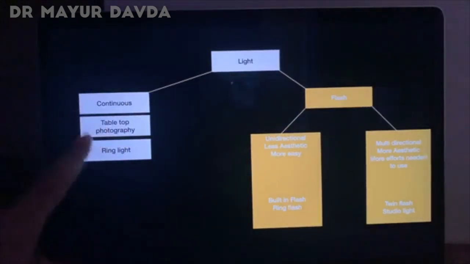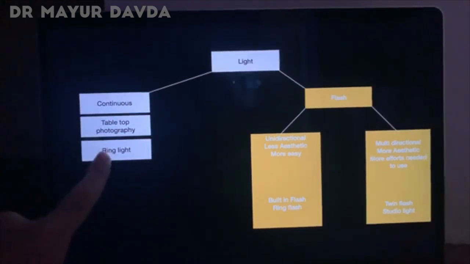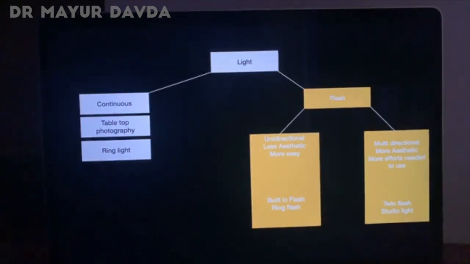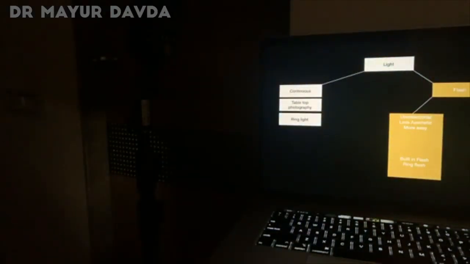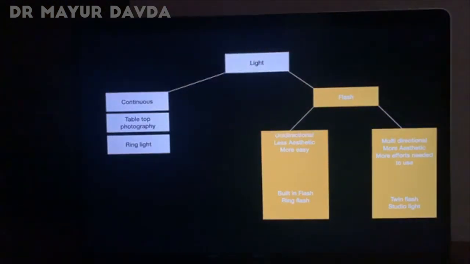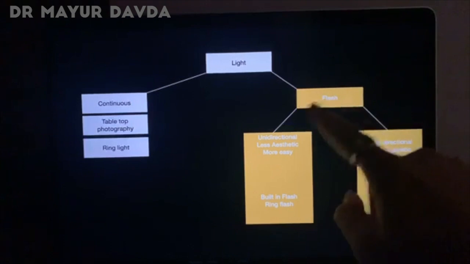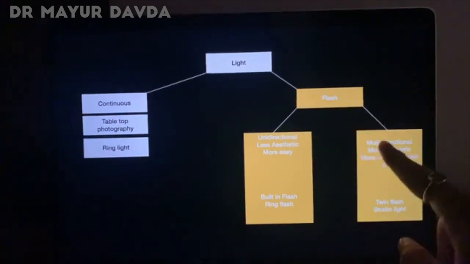If it is continuous, it is helpful for us in dental photography to a certain extent, for tabletop photography. An example of this would be our ring light, or we have another example today. This is called a light tower. This is also a continuous light source. It could be helpful for us to a certain extent. This is also a continuous light source. But our main important equipment is the flash. What kind of flashes do we have? We have a flash which can be unidirectional, or a flash which could be multidirectional.